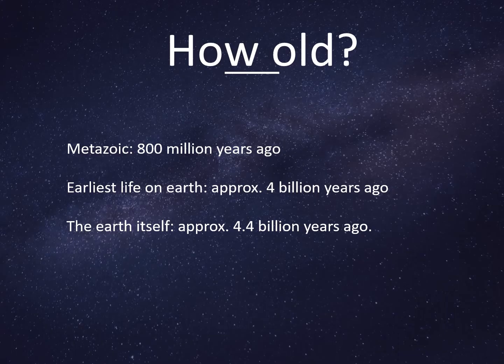But even dinosaurs aren't the whole story. The earliest kind of life that we would recognise on Earth was the Mesozoic period. That was about 800 million years ago. The very, very earliest life on Earth in terms of single cells and bacteria and things like that, was approximately 4 billion years ago. And the Earth itself, well, that came into being about 4.4 billion years ago.